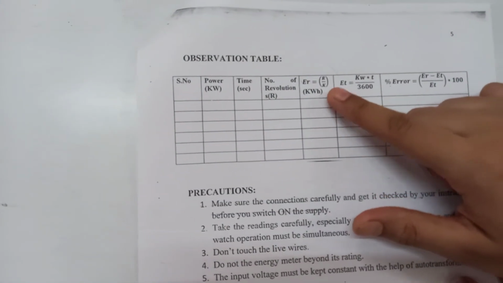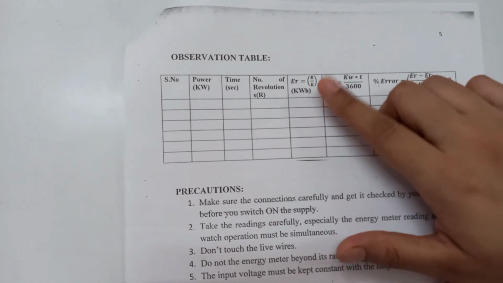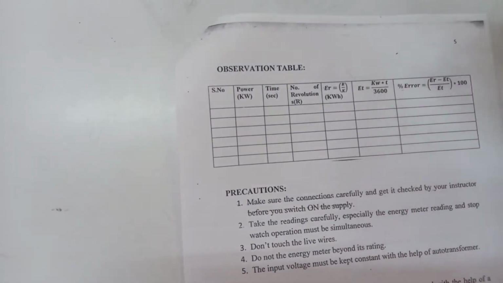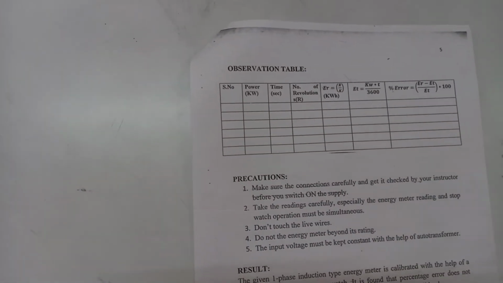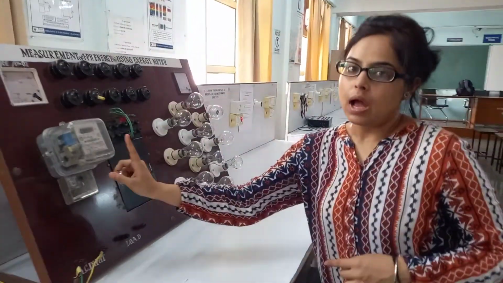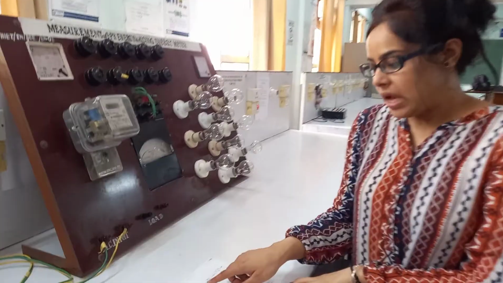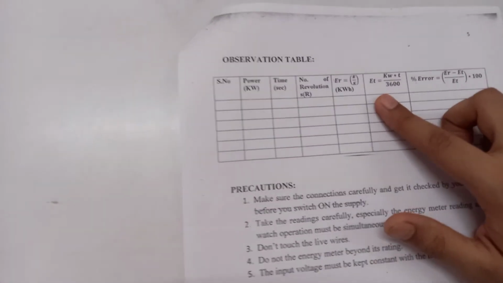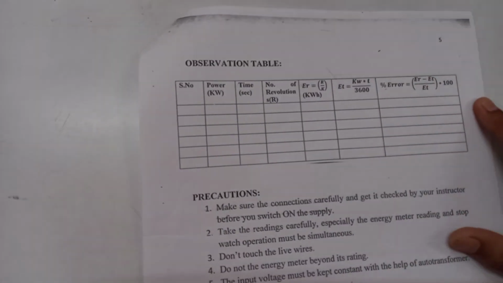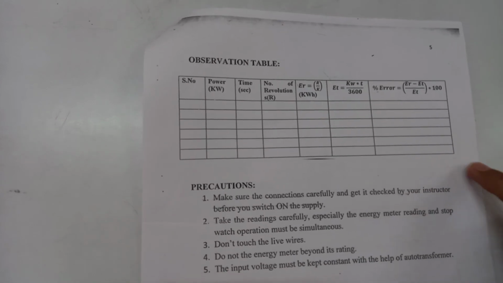What is the significance of this meter constant K? Here meter constant K means if K is equal to 600, when this disc completes 600 revolutions, 1 unit of consumption will be completed. After calculating both ER and ET, we will calculate the percentage error and that will give you the perfect calibration of this energy meter. Thank you.